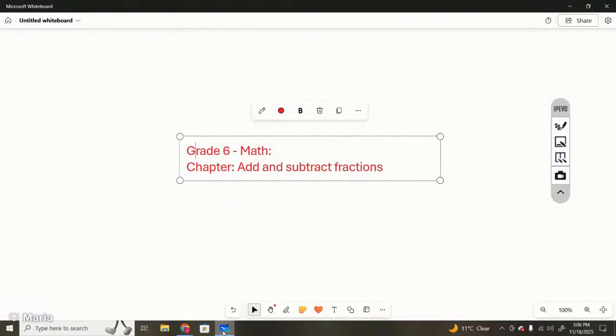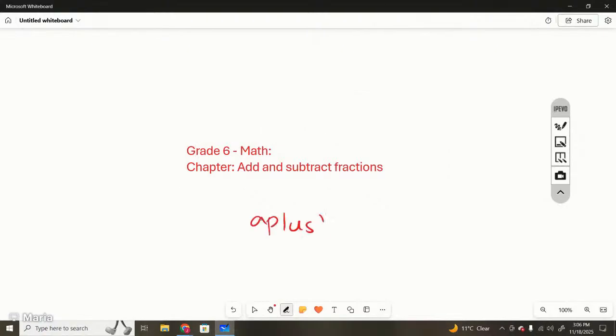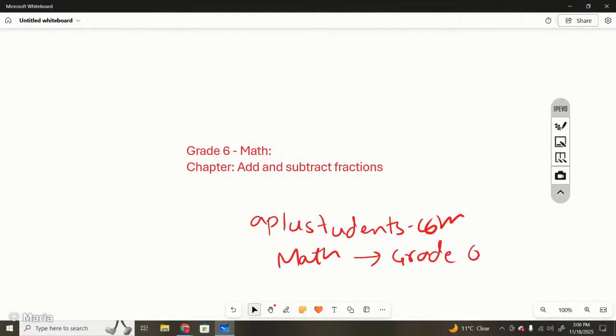You can find all the lessons on aplstudents.com. You have to log in there using your email address, and the password is provided by the administrator. Then you have to select math from the subject tab, scroll down to grade 6 math and then click on view all lessons. There you can find a list of the chapters.